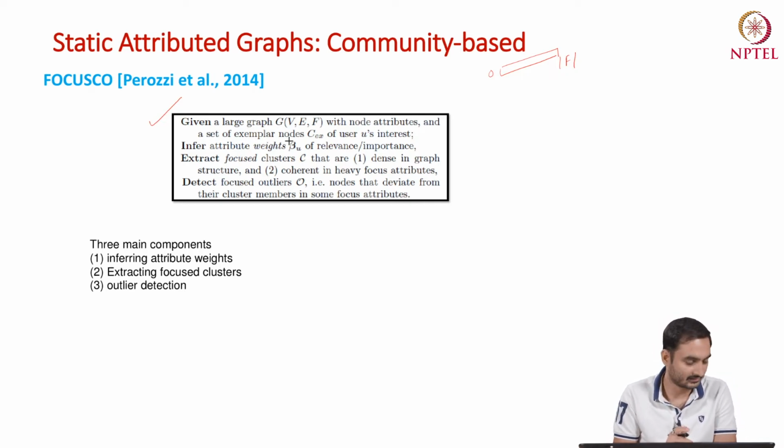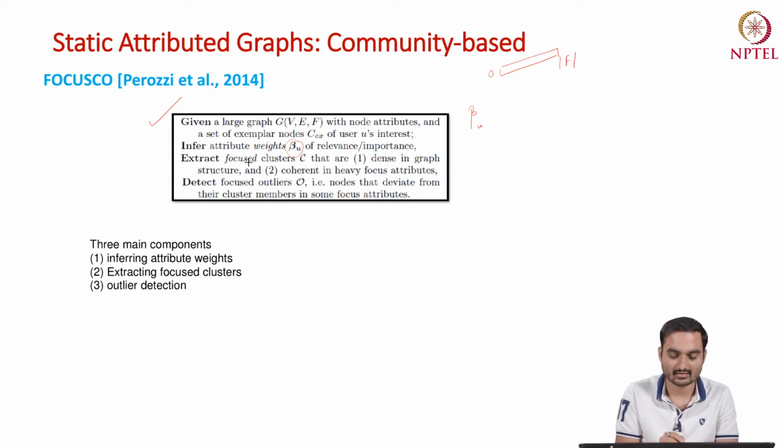This C_EX set of nodes are similar, both structurally and attribute wise. And what is the aim? The aim is to infer weights of attributes, beta. So, this beta_u is the weight of the attribute u, and the higher the weight for a given cluster, the more likely that the corresponding attribute is a focused attribute.